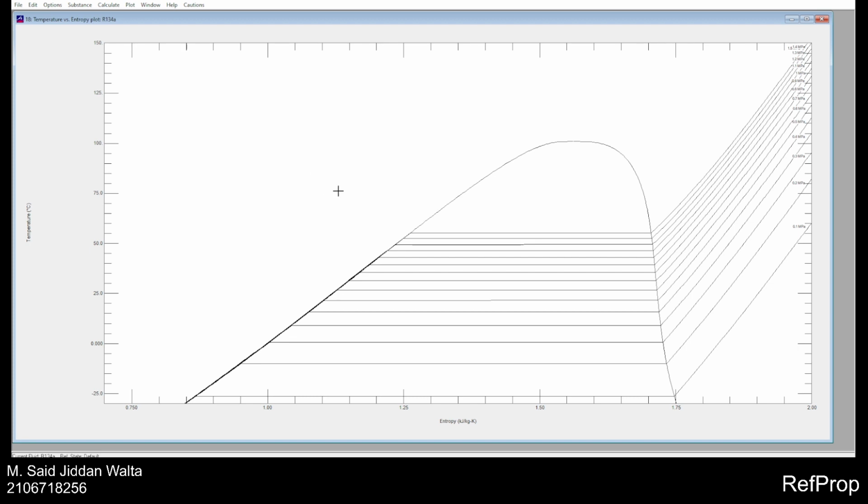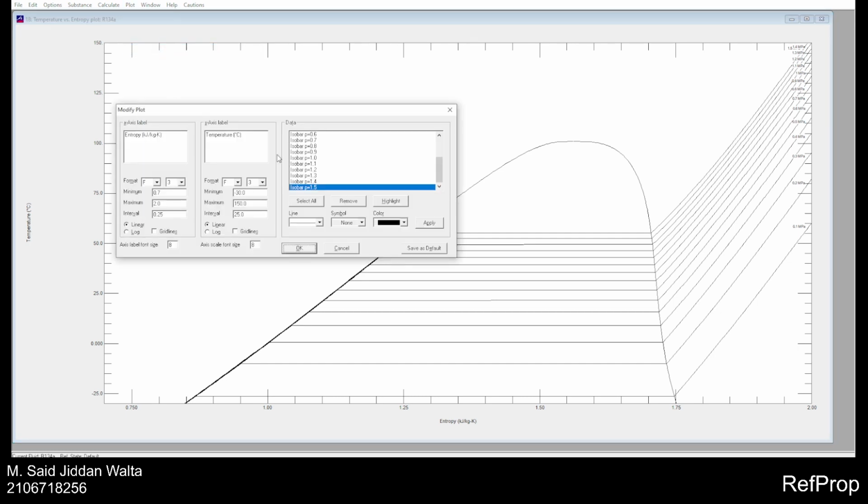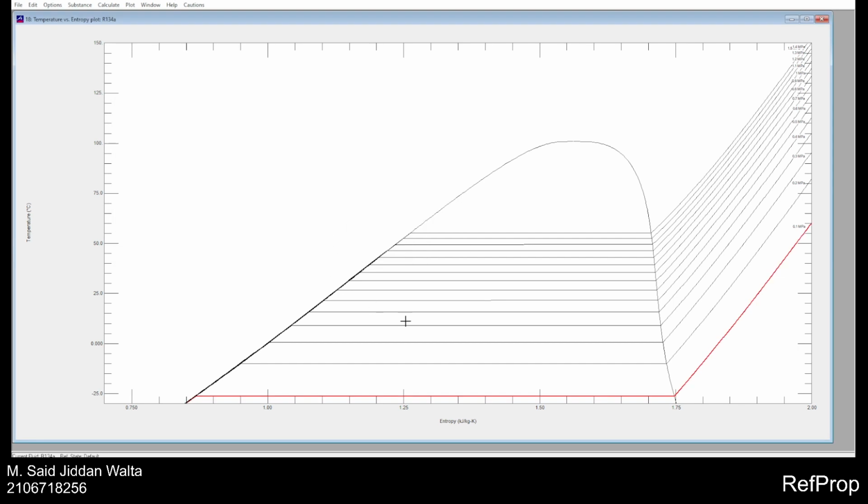So we can use the starting values that we are given, where we know that the pressure at the beginning is 0.1 megapascals or 100 kilopascals. So we can open the modify plot tab and highlight this 0.1, and it will be marked by a thicker red line. Next, we know that the outlet of the condenser has a specific temperature, which is 39.4 degrees Celsius at a saturated liquid state.